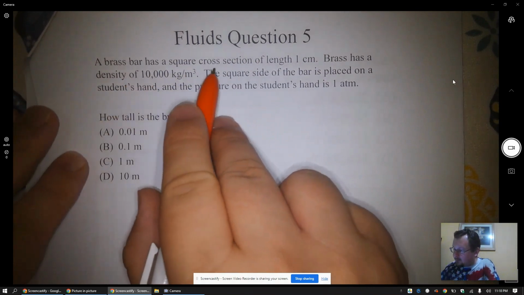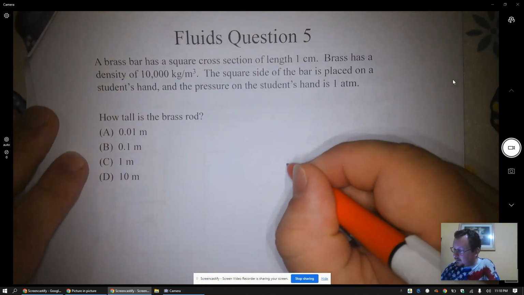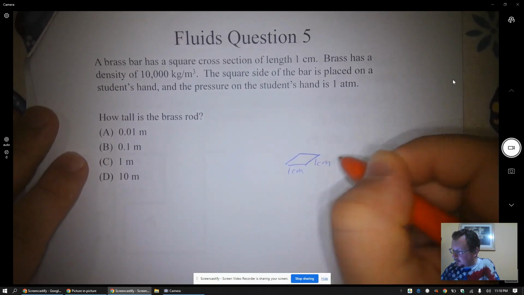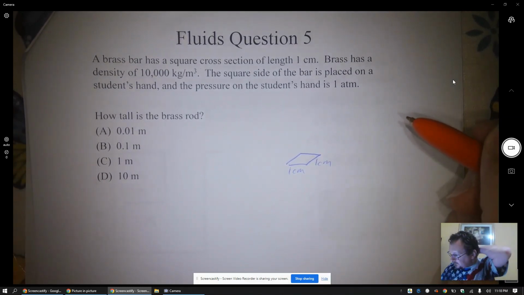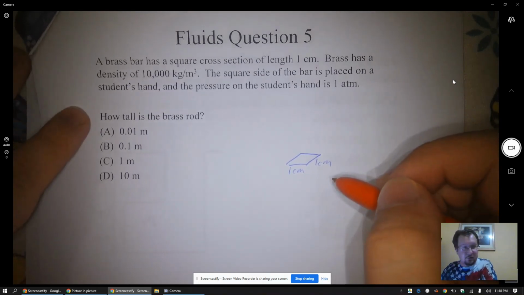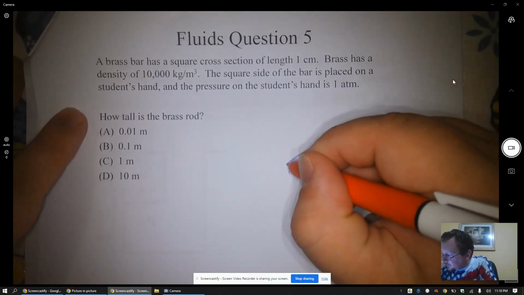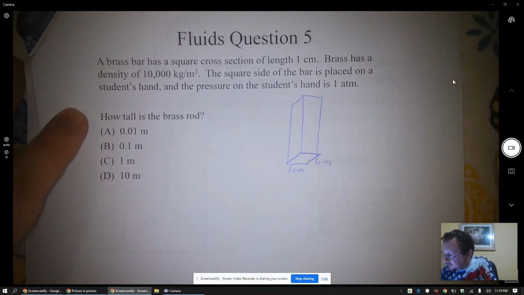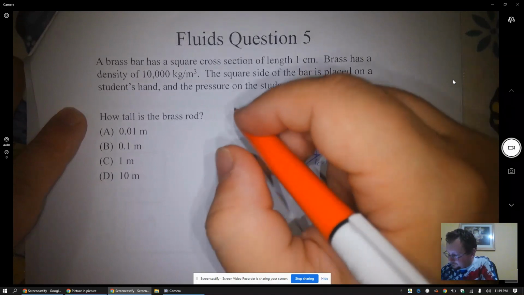Okay, a brass bar has a square cross-section, length 1 centimeter. So let's see what that might look like. Okay, so it's 1 centimeter, 1 centimeter. The square side of the bar is placed on a student's hand. The pressure is 1 atmosphere. How tall is the rod? Okay, so here's the deal. I'm going to be using a few equations at the same time, and they're going to look like this.